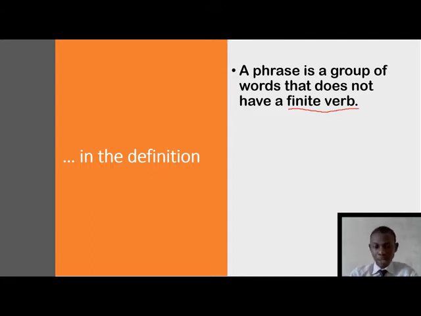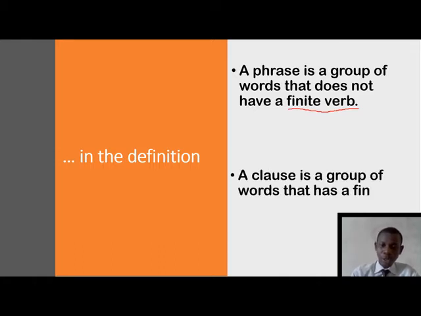So let's see what a clause is. A clause, just the opposite of a phrase, is a group of words that has a finite verb. So that is the difference between the two. While a phrase has no finite verb, you will see that a clause has a finite verb. So it means in essence that in a clause, you are going to see a subject and you are going to see that the verb has a tense. It can respond to time, either past or present or future.